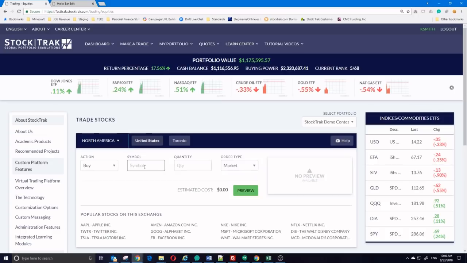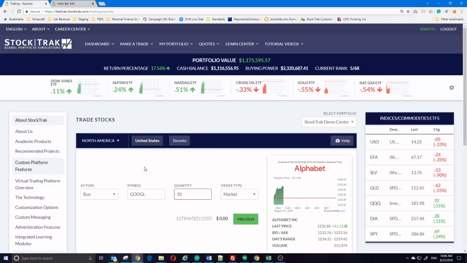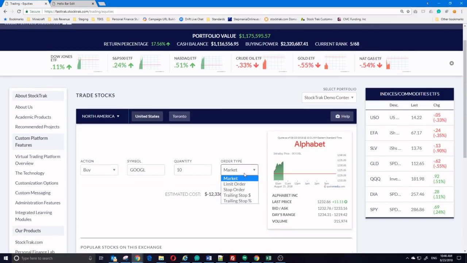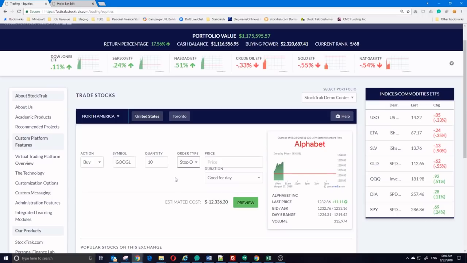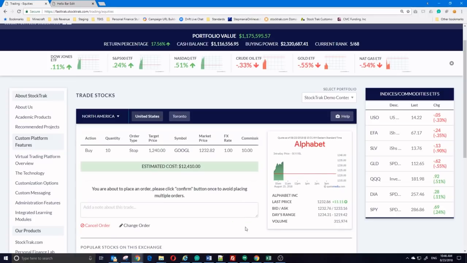So in this case, when I want to use a stop order, again, I type the symbol I want to purchase and the quantity I want to buy, and I'll change my order type to a stop order. Now, for a stop buy order, I want to put my stop price above the current market price. So I can see it's currently $1,232. So I want to set my stop price to $1,240. That way, if the price keeps going up today, it'll buy the stock for me. Press Preview and confirm my order to place it.